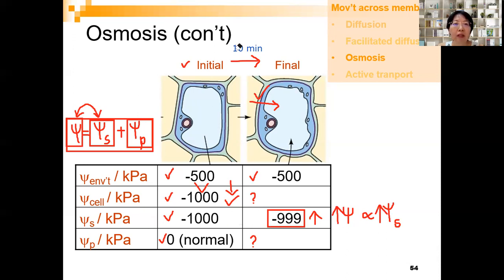Okay, so can you see that this value, -999, is actually bigger than -1000 because there's more water molecules inside. So psi s is higher.